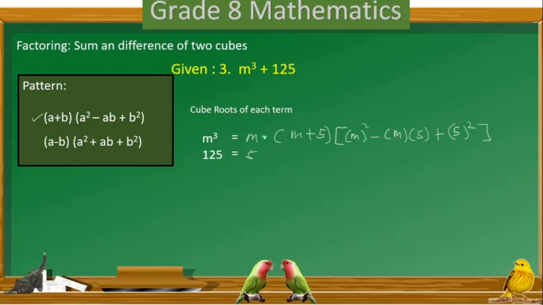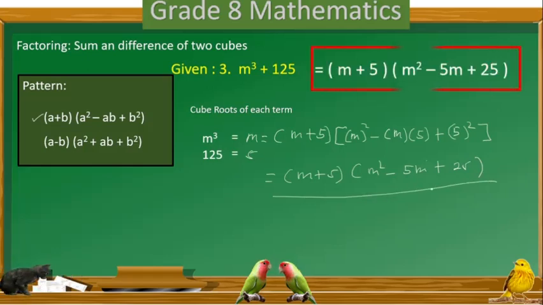So next, we will copy the first term, m plus 5, then m squared, then the product of m and 5, that is 5m, then plus the square of 5, that is 25. Okay, this is the answer.